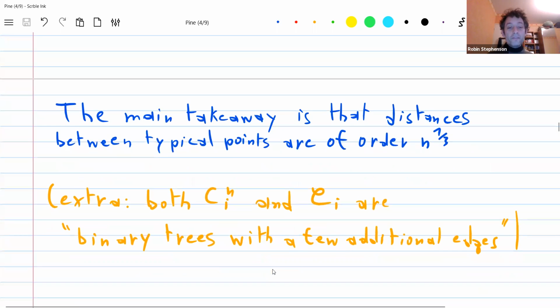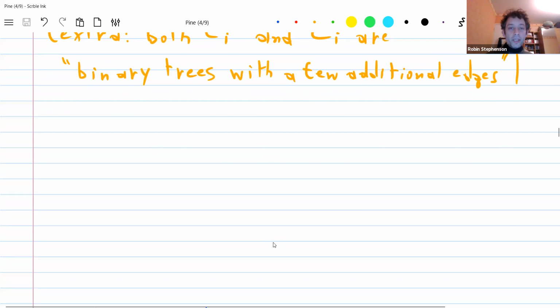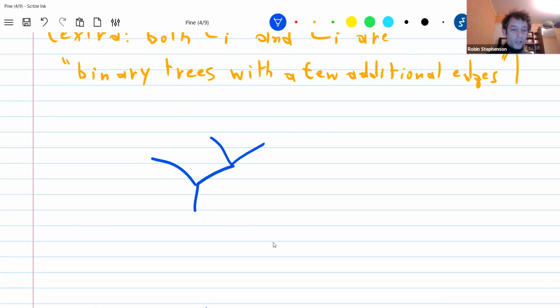But I will add one very nice and fairly understandable thing as an extra. So both CIN, a connected component, and its limit can actually be seen as binary trees with a few additional edges. What do I mean by this? Well, they look like something like that. So let me draw you a binary tree. And there's a few, that's a bit too simple of one. Okay, let's do this. There's a few additional edges, maybe one here, and maybe one here, and maybe one here. And this is what my thing looks like.